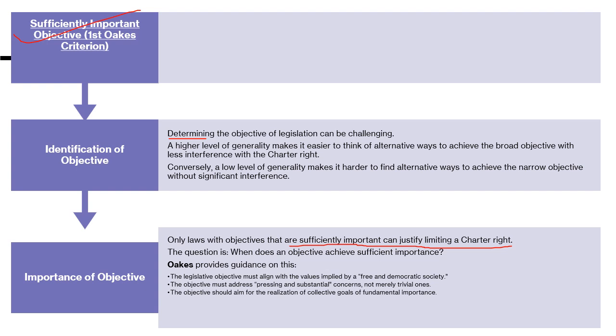Firstly, the legislative objective must align with values that are implied in a free and democratic society, as we discussed earlier, like human dignity, peace, all those things. Then the objective must address some pressing, important concern that is not a minute, trivial, small one. It should be something very important for our whole nation. The objective should aim for the realization of collective goals of fundamental importance.